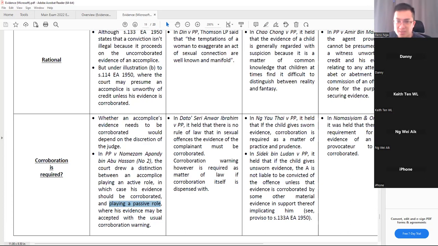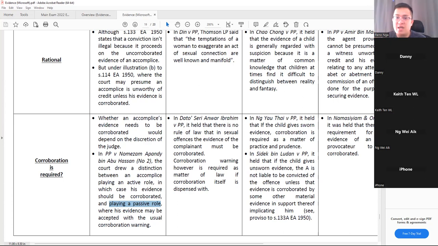What does it mean? Let's say today me and Dr. Chi go and commit a crime, but all the time I'm just listening to Dr. Chi's instruction. He asked me to do this, do this, do this. So I'm playing a passive role. In that case, my evidence against Dr. Chi doesn't need corroboration, it is fine.